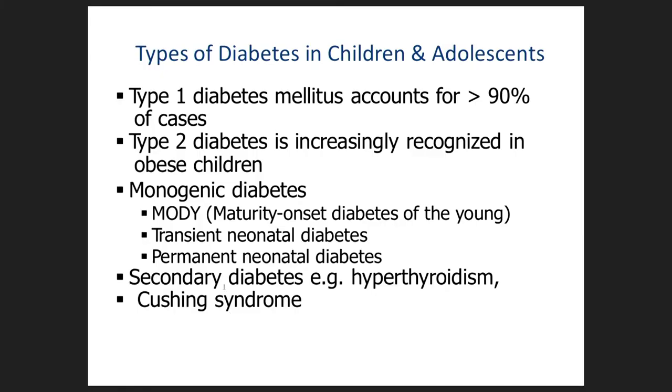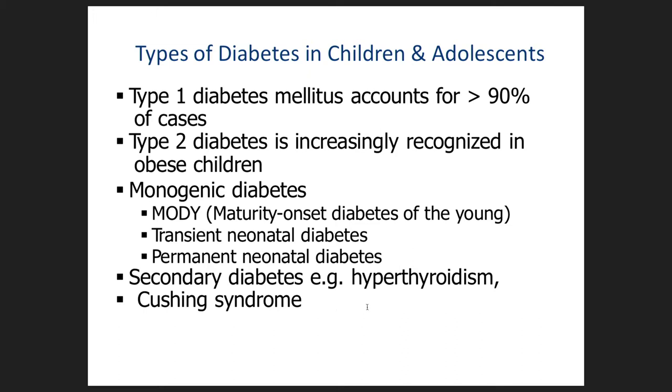The difference: neonatal diabetes is an inherited form of diabetes, while type 1 diabetes is not an inherited form; it is an autoimmune disease with multifactorial inheritance. Also, diabetes could happen from other diseases. For example, a child with Cushing syndrome might have diabetes, or a child with thyrotoxicosis might have diabetes.